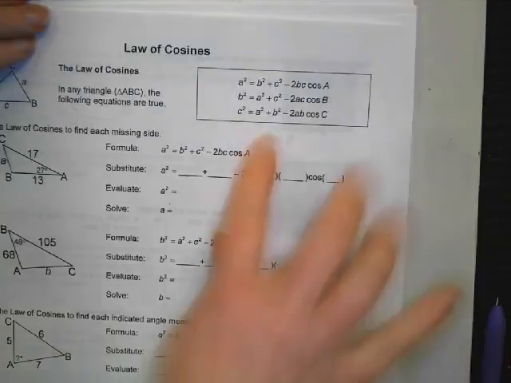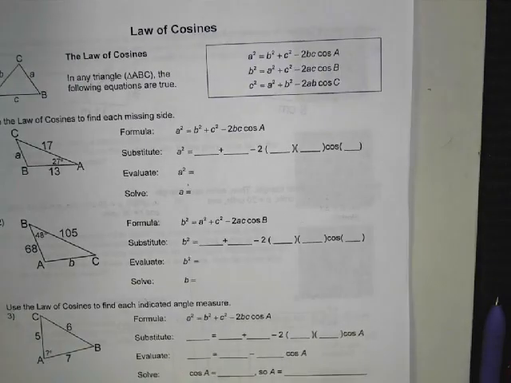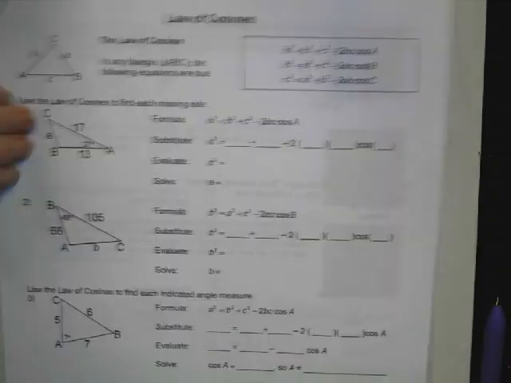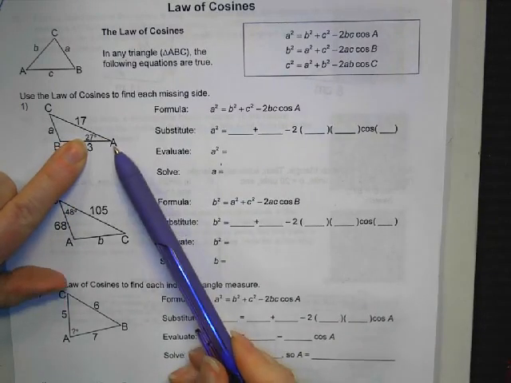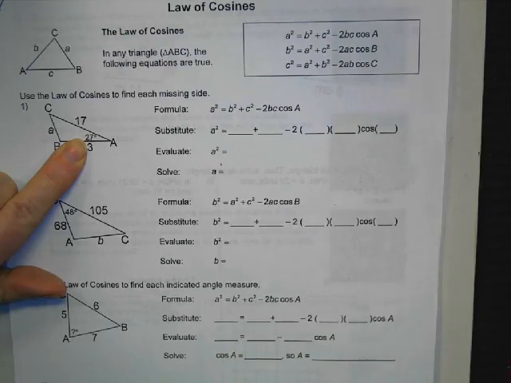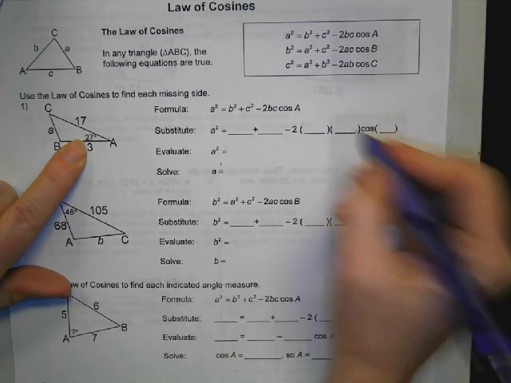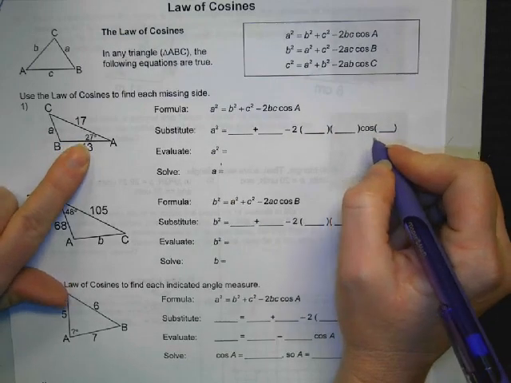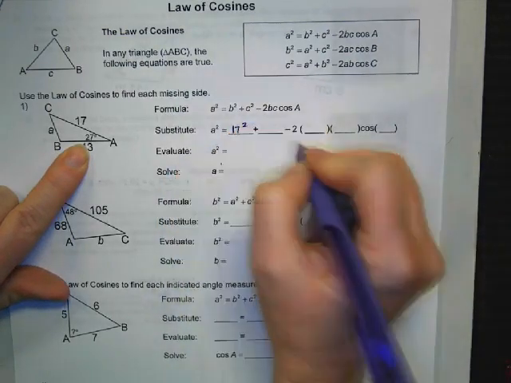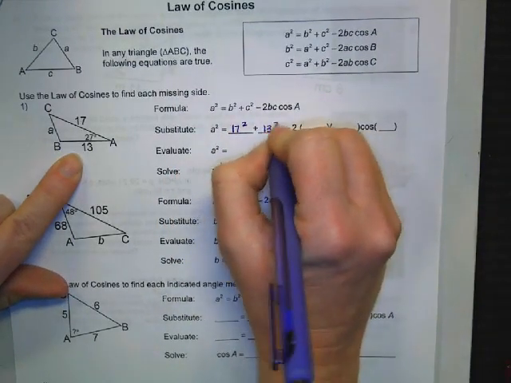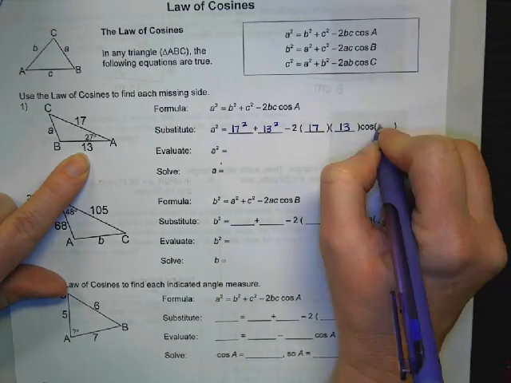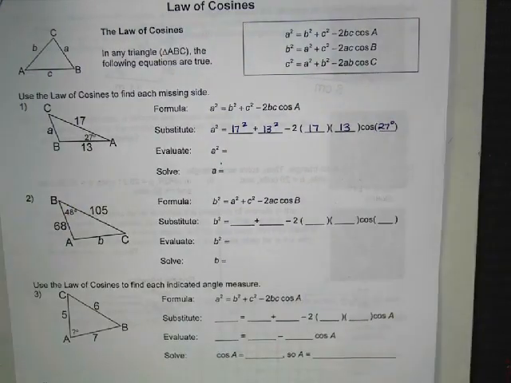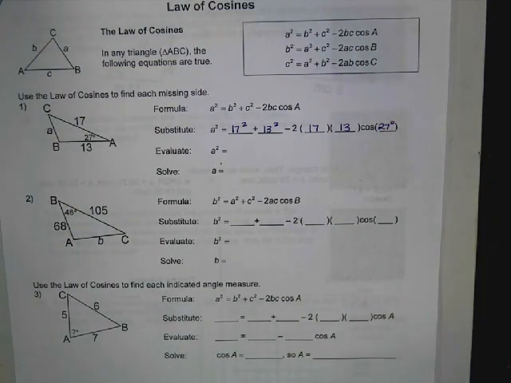All of the versions of the law of cosines are written up here at the top. This first one, they have given me the angle 27, and that's angle A, which means that I'm starting with A squared on the left side. A squared is what I'm looking for. Plug in the other pieces, so this is going to be 17 squared plus 13 squared minus 2 times 17 times 13 cosine 27. Does it matter what order you put them in? No, that's a good question. The 17 and the 13, that doesn't matter. You can put 13 and 17, it doesn't matter.